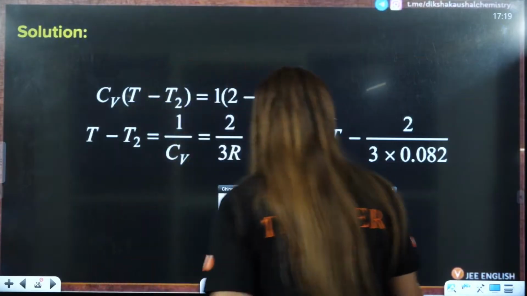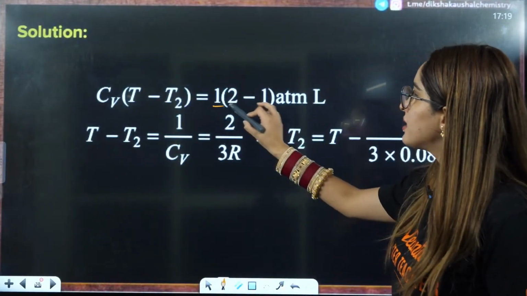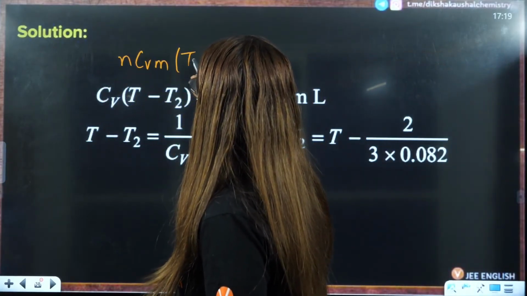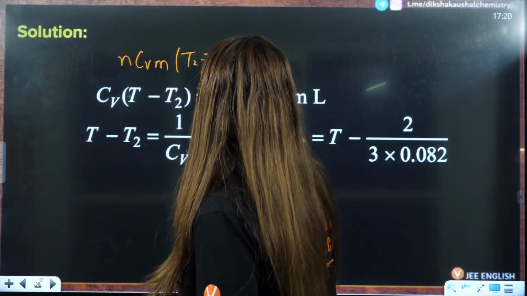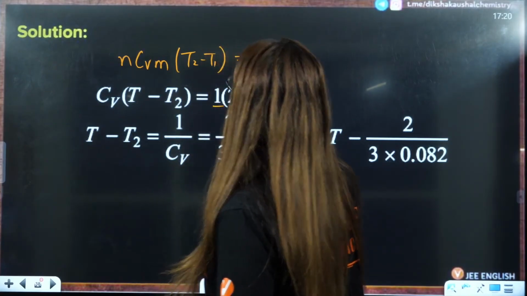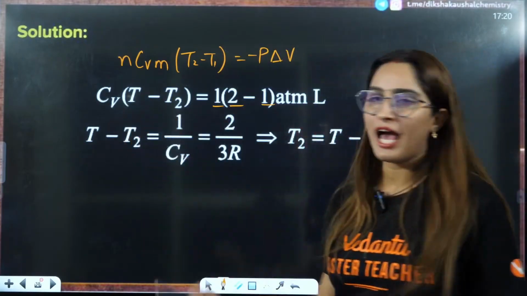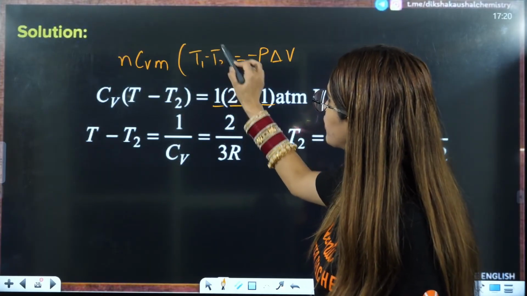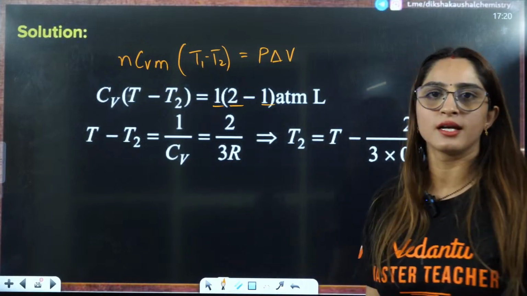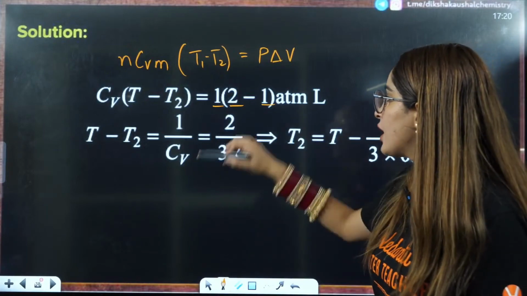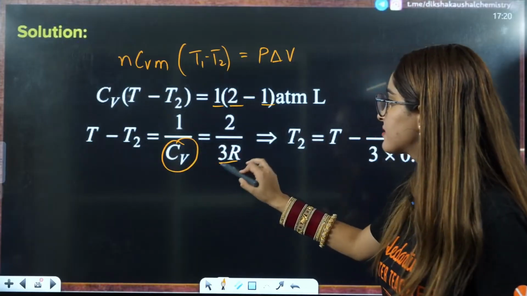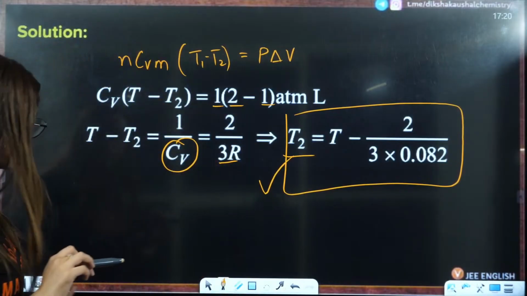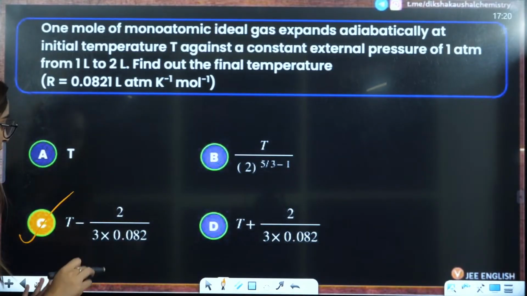Now you just have to put all the values here. Pressure is 1, this is V1, this is V2. I'll write the formula here: nCv(T2 minus T1) equals PΔV. Ma'am, why don't we have a minus here? Because they have written it as T1 minus T2 so that you can eliminate the minus here. With that also you can solve this. You will put Cv as 3R by 2, and by that you will get your answer for T2. Is that clear to everybody or not?